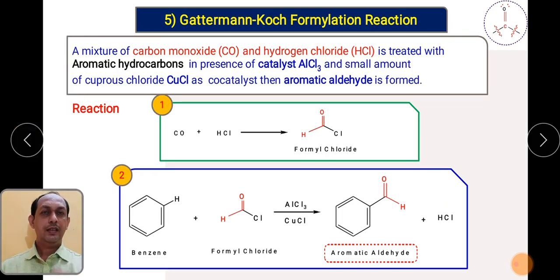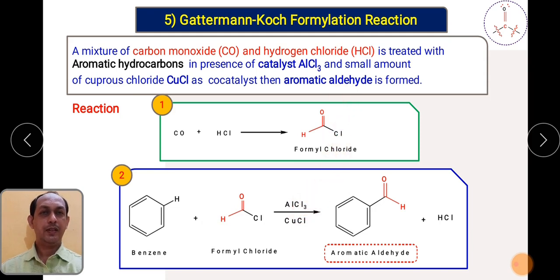In this session we are going to see the Gattermann-Koch formylation reaction. This reaction is nothing but a formylation reaction, which is the introduction of a formyl group. This group is formyl. Let us see what this reaction is. The reagents used are carbon monoxide, CO, and hydrogen chloride, which are treated together, and the formyl chloride formed is reacted with the aromatic benzene in the presence of aluminum chloride, and you get aromatic aldehydes.